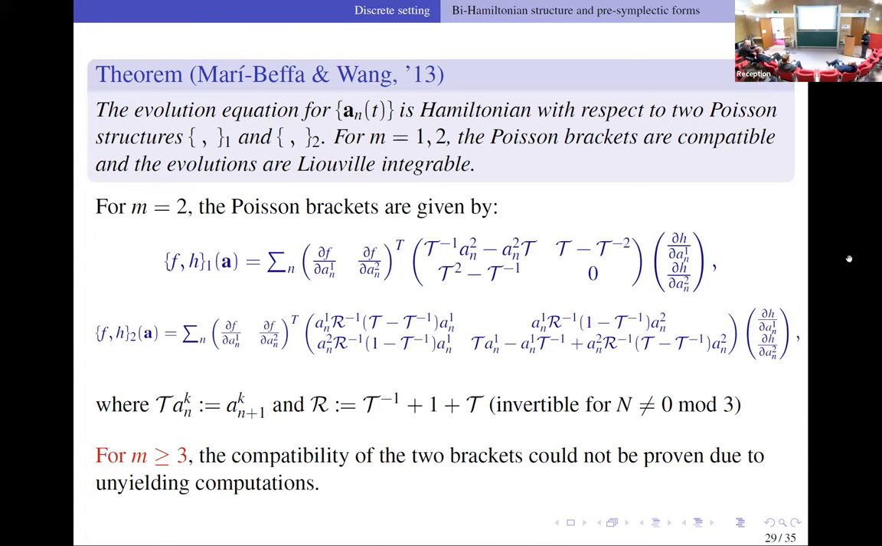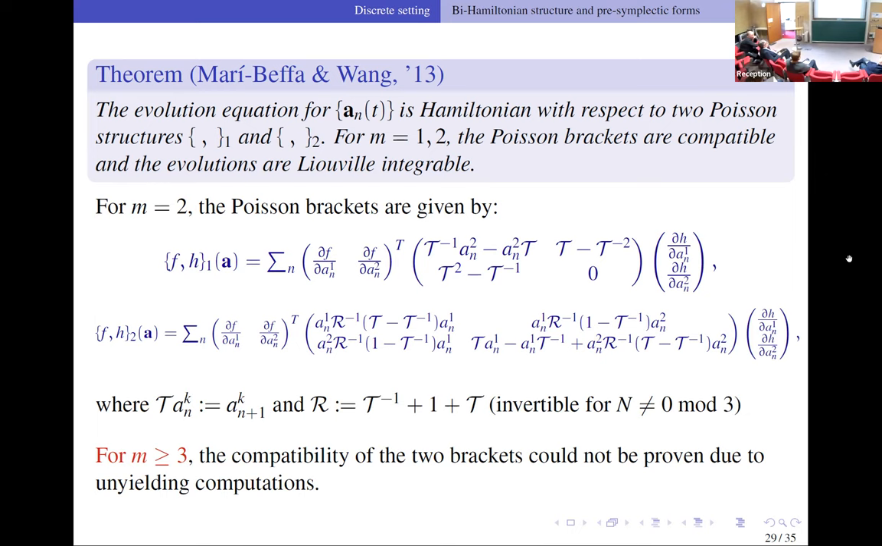So if you look at the symplectic operators, this big tau here is the shift on one side, right? And the right shift. This R is actually a non-local term in some sense, because you have a left shift, a density, and the right shift. They succeeded in proving that up to dimension two, meaning polygons in R3, these two Poisson structures are compatible. But after that, this gets absolutely unwieldy.